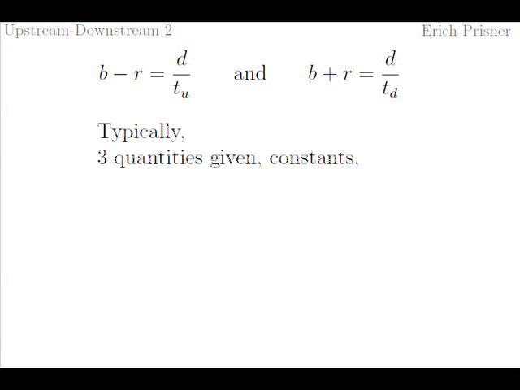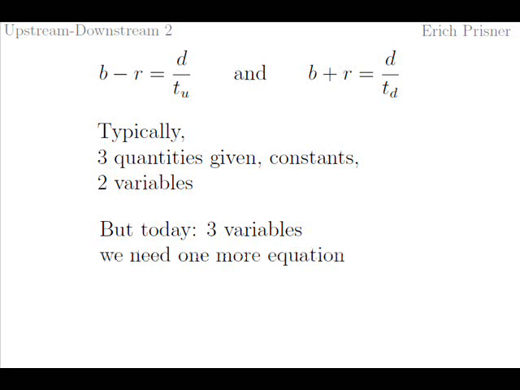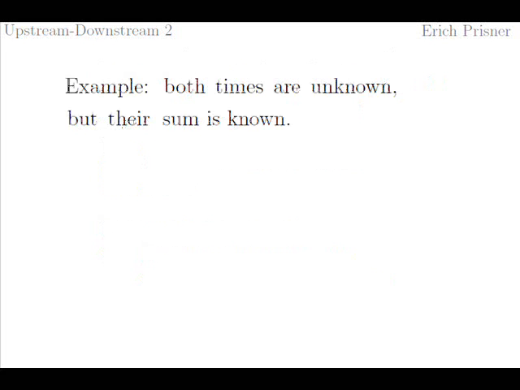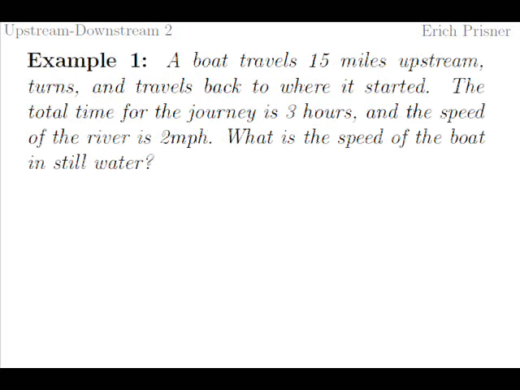Typically, 3 of these quantities are given as constants, and the other 2 are the variables. But things get more interesting and more difficult if we have 3 unknowns, 3 variables. Of course, we also need one more equation, relating some of these variables. Often the 2 times are unknown, and some relation between them is given. An example is where both times are unknown, but the total time, the sum of upstream and downstream time, is given. So here's an example.